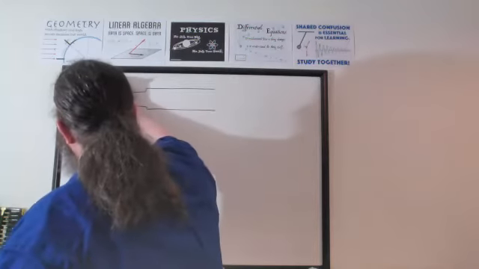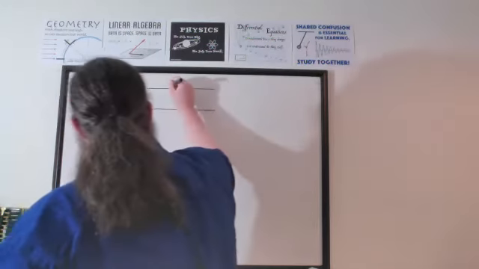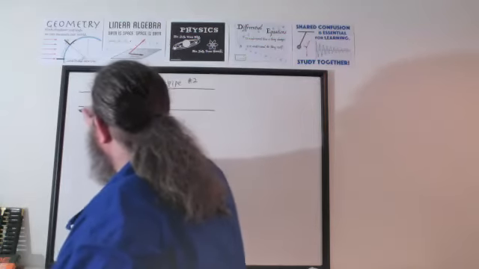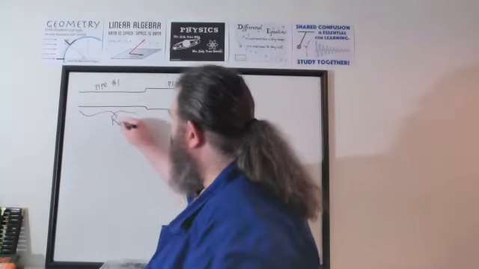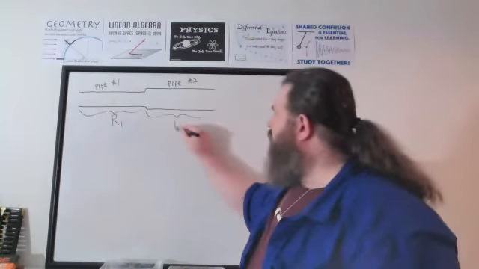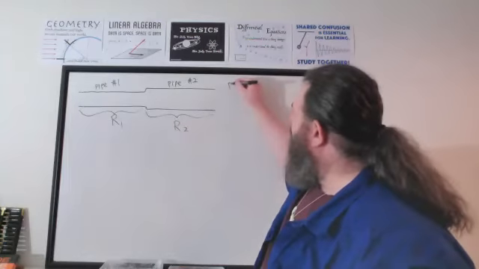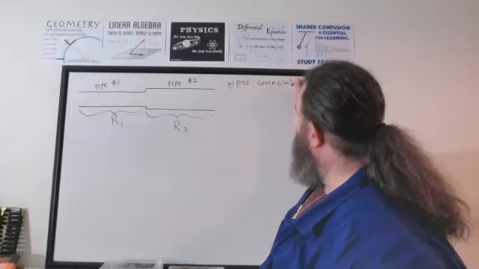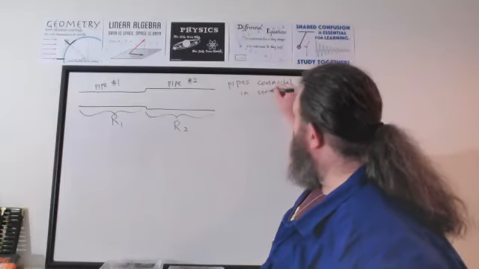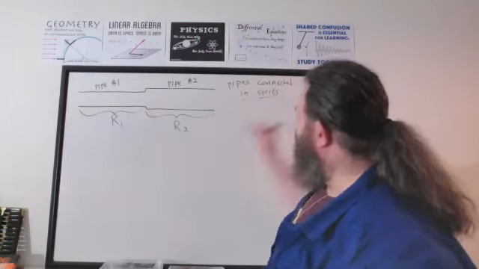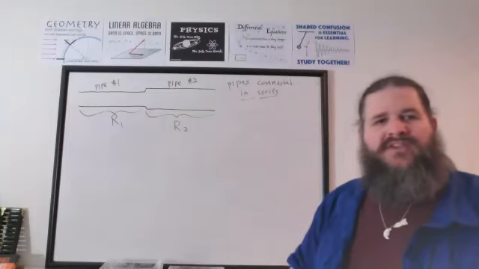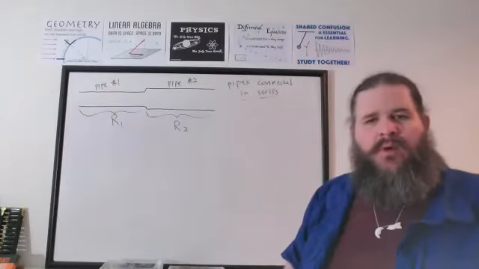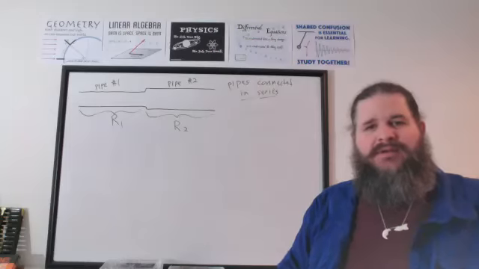Let's say pipe number 1 and pipe number 2. And let's say pipe number 1 has a certain resistance R1 and pipe number 2 has a certain resistance R2. We would say these pipes are in series. In that case, if we were to treat this as just one big pipe, what would be the resistance of that one big pipe?